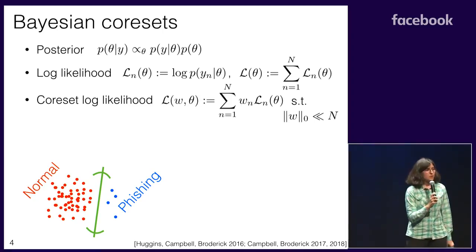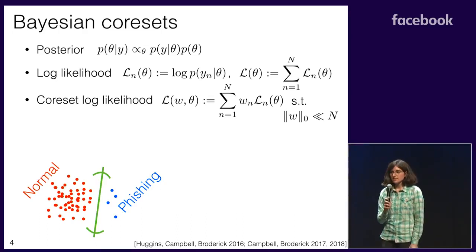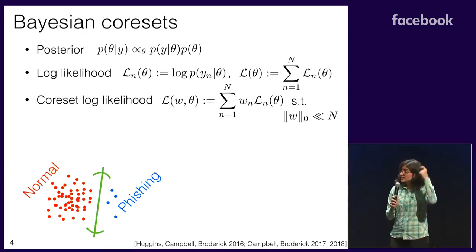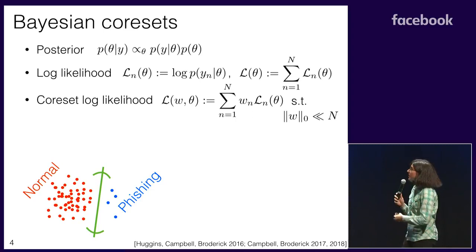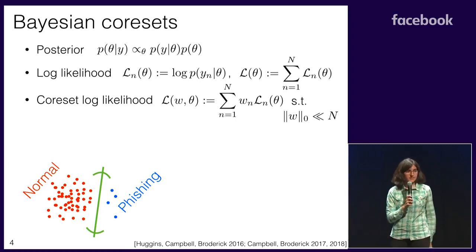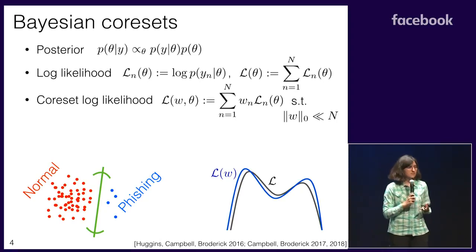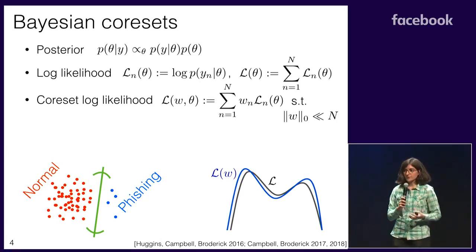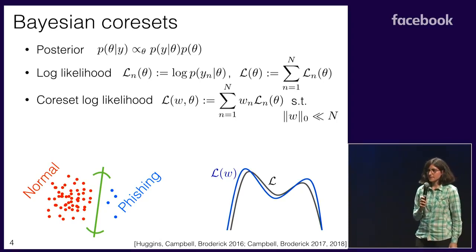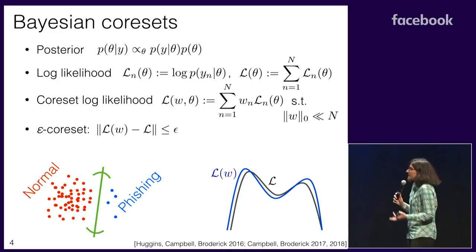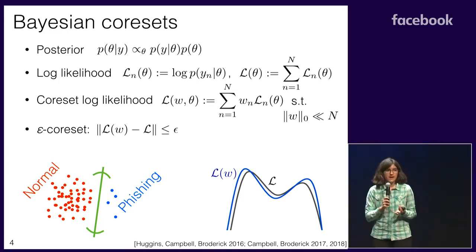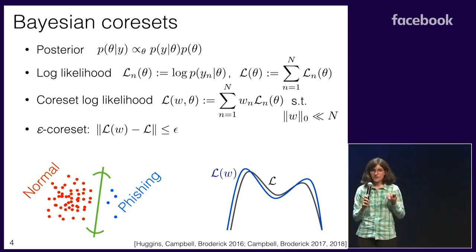Okay, and so now we can define the core set log likelihood as a sparse sum of the individual log likelihoods. Remember, this should be sparse. Most of these terms should be 0. We shouldn't have to add them up. And we want this to be such that our core set log likelihood looks very much like our original log likelihood. In particular, for our theory, we're going to say that any Hilbert norm is fine in terms of looking at the difference between the core set log likelihood function and the exact log likelihood function.